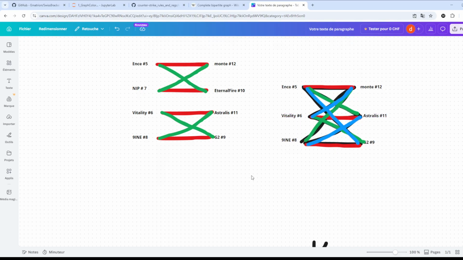And you can pause the video and try to see the problem for yourself. It's actually quite simple when you see it. And okay, I will tell you. The problem is, look at Vitality, Astralis, G2. You see this pattern? Red, green, red, green. It uses 2 colors. But here, red, blue, red, green, it uses 3 colors.